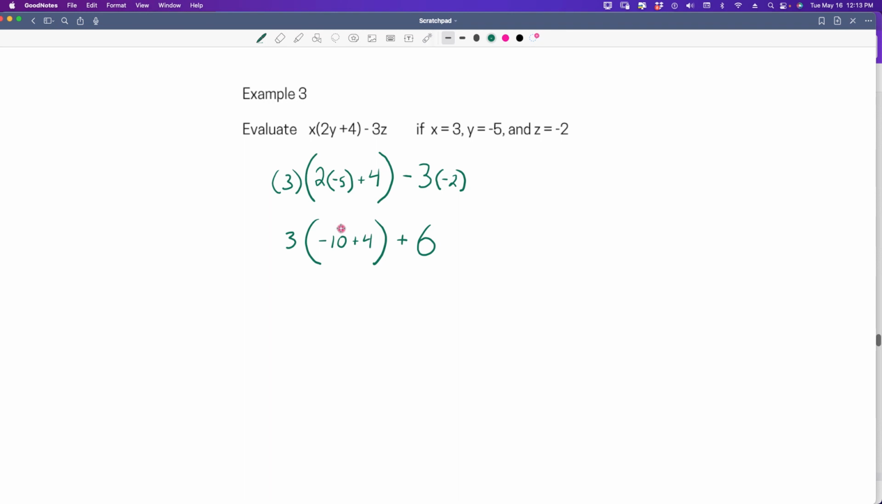So now I can finish what's inside this parentheses. -10 plus 4, that's going to be a -6. So I have 3 times -6 plus 6. So this is still multiplication because a constant outside of a parenthesis indicates that we're going to multiply. 3 times -6, that's going to be a negative number, and 3 times 6 is 18 plus 6. So I'm going to subtract 6 from 18 because 18 is bigger. It's going to be a negative number. 18 minus 6 is 12. So my answer is a -12.